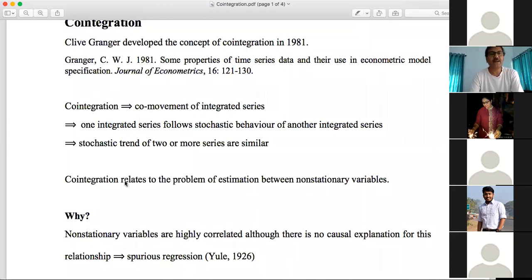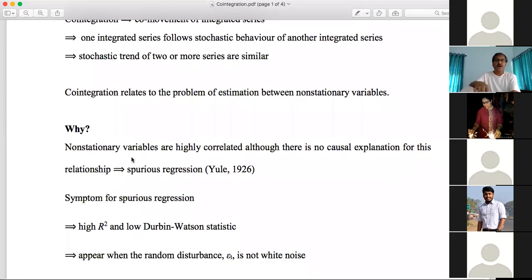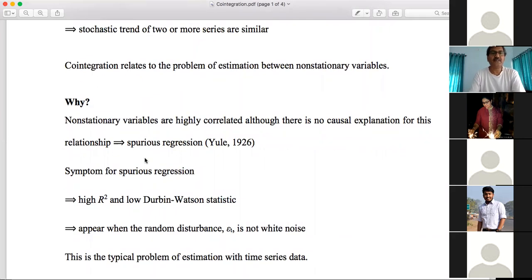Now the question is, why do we need this kind of concept? To understand it, let us consider the case of estimation if we have time series data.